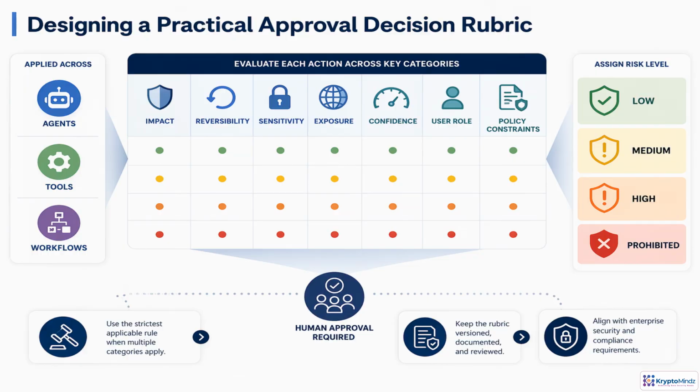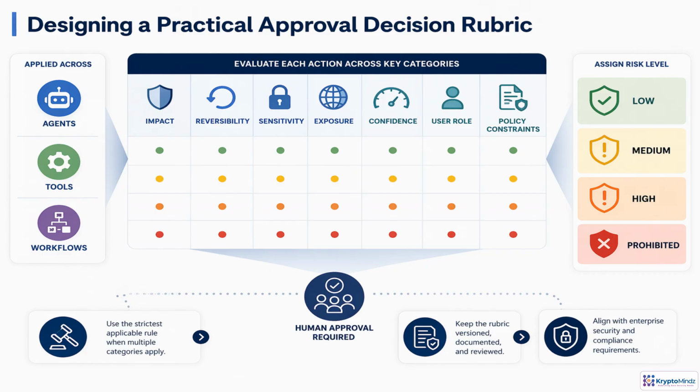A practical approval rubric turns vague judgment into repeatable governance. For every agent action, evaluate the same dimensions: impact, reversibility, data sensitivity, external exposure, model confidence, user role, and policy constraints. Then map the result to a simple risk level. Low actions can run autonomously, medium or high actions require approval, and prohibited actions are blocked.